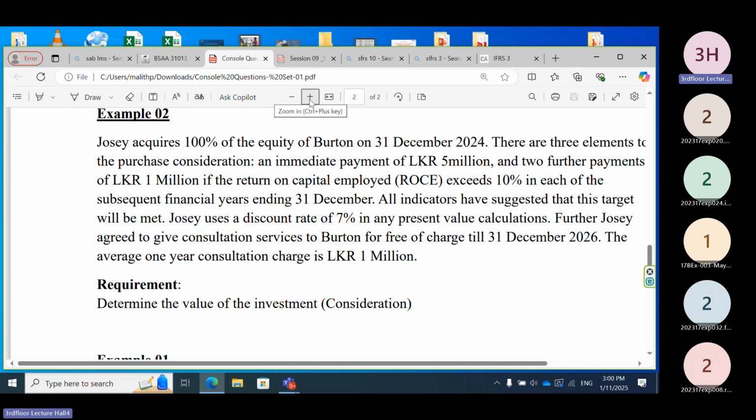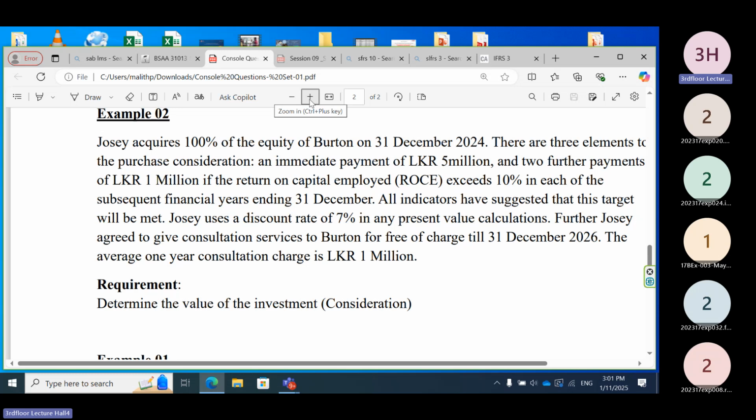So then here we have three considerations. What is that? First, cash consideration. Second, contingent consideration. Third, some service element. Right? For the service element, there is no contingency. That is sure. That is fixed. It's not a contingent consideration. There is no contingent activity. But here, this is a contingent consideration.